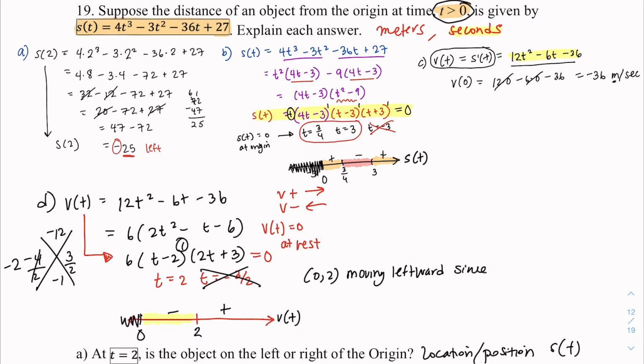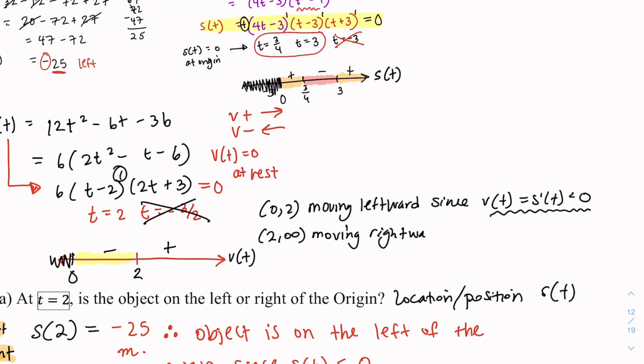Since v of t, which is s dash of t, is less than 0. So since the velocity is negative. And then from 2 until infinity, our object is moving rightward. Since our velocity, which is the rate of change of position, is greater than 0 or positive. So I'll just grab these and drop them in our answer.